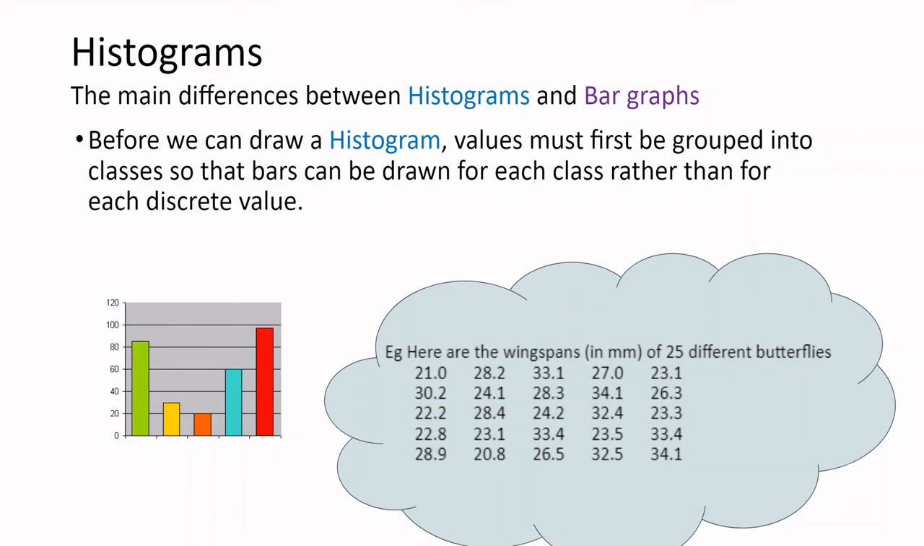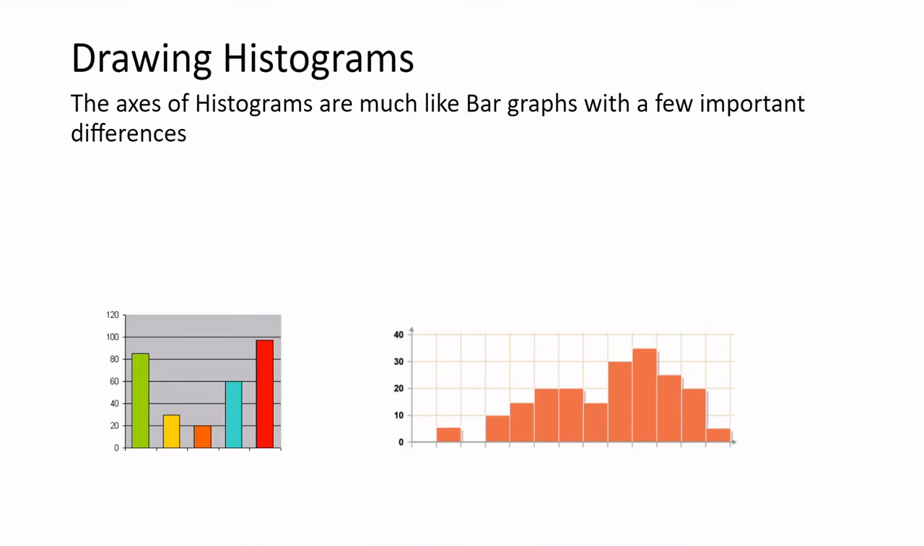For example, here are the wingspans in millimeters of 25 different butterflies. Because of the level of accuracy here, that is giving decimal values, I don't see very many repeated values here, so it wouldn't make sense for me to draw individual bars for each value. It makes a lot more sense for me to group these values and draw a histogram for ranges of specific values. The axes of histograms are much like bar graphs with a few important differences.